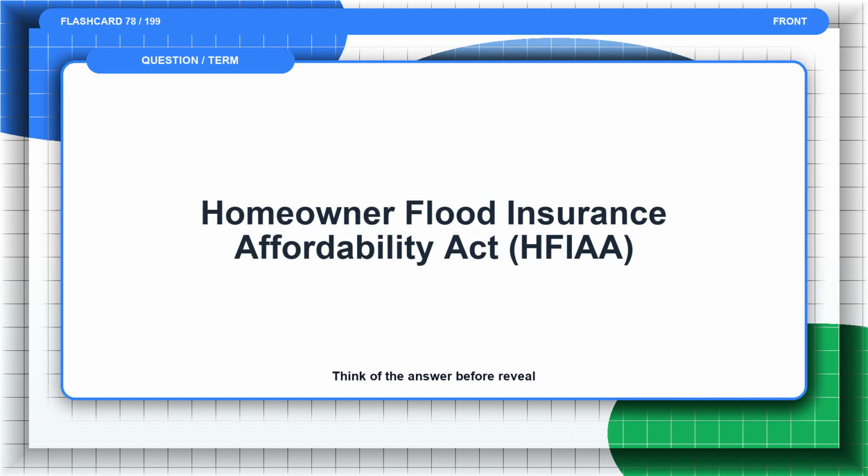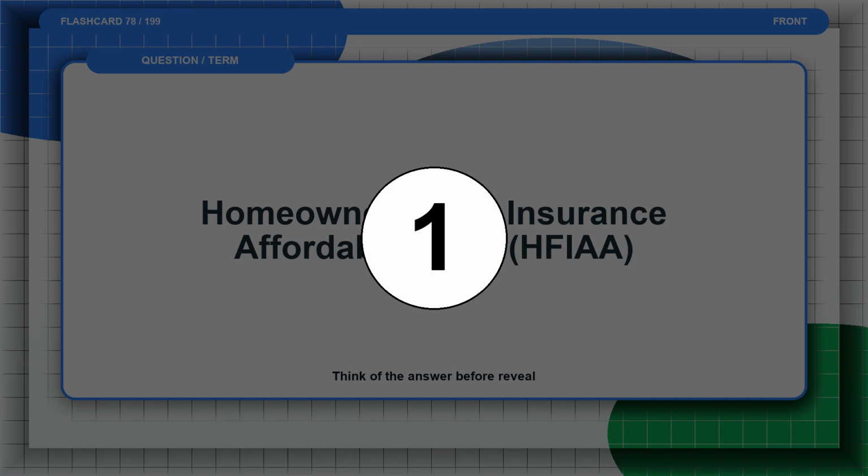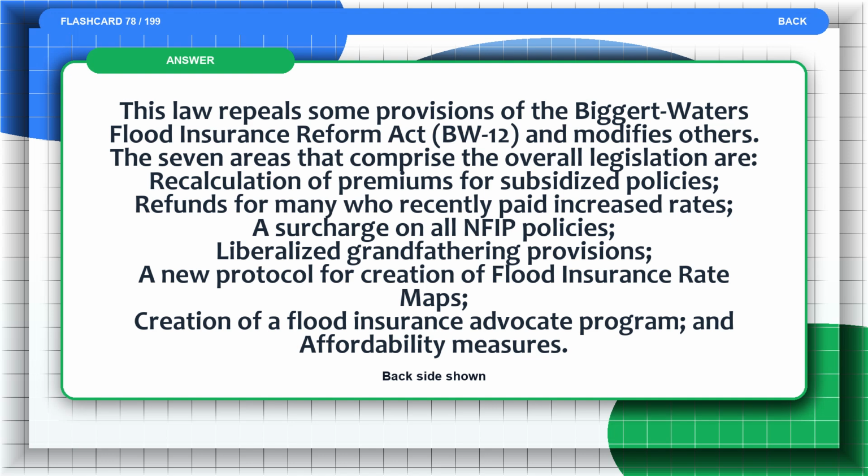Flashcard 78. Homeowner Flood Insurance Affordability Act, HFIA. Pause and think of the answer before the reveal. The answer is, this law repeals some provisions of the Biggert-Waters Flood Insurance Reform Act, BW12, and modifies others. The 7 areas that comprise the overall legislation are recalculation of premiums for subsidized policies, refunds for many who recently paid increased rates, a surcharge on all NFIP policies, liberalized grandfathering provisions, a new protocol for creation of flood insurance rate maps, creation of a flood insurance advocate program, and affordability measures.